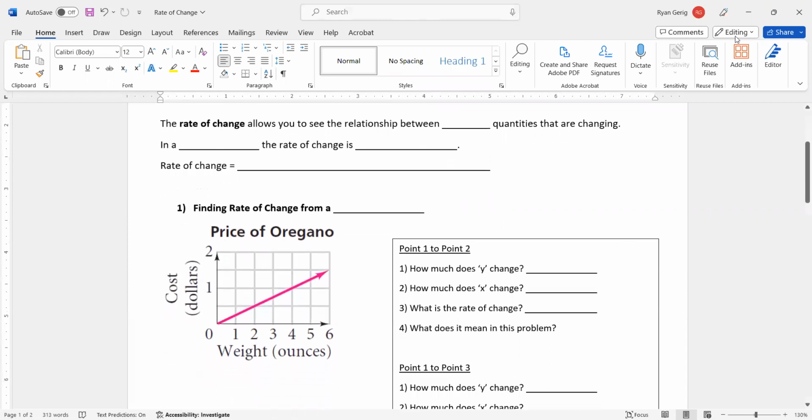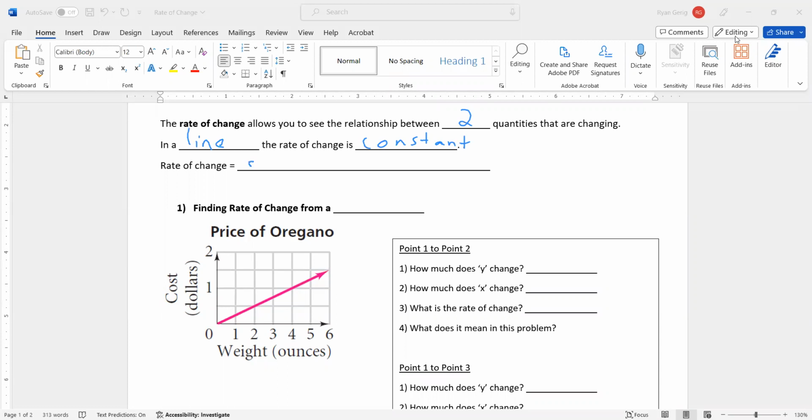So what is rate of change? Well, rate of change allows you to see the relationship between two quantities that are changing. In a line, which is what we're going to be focusing on in this unit, the rate of change is constant. Now, that's only in a line. If you have a curve, the rate of change is not constant, and then what I'm about to show you does not apply.